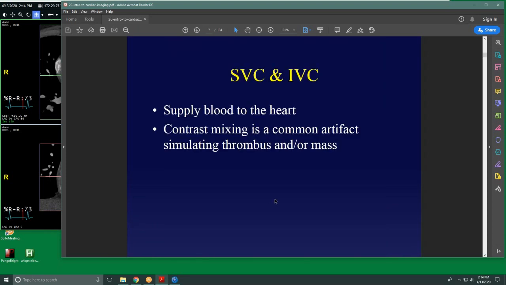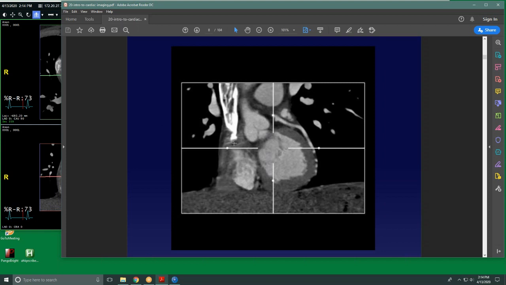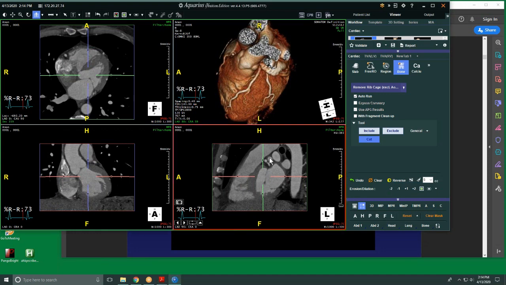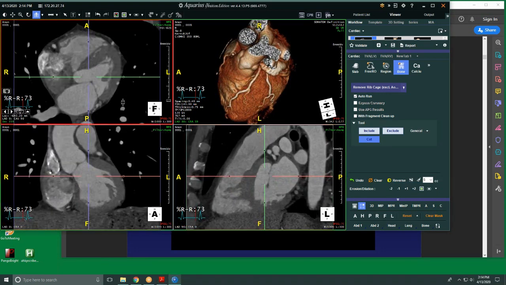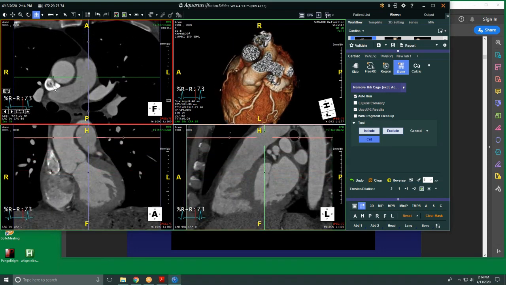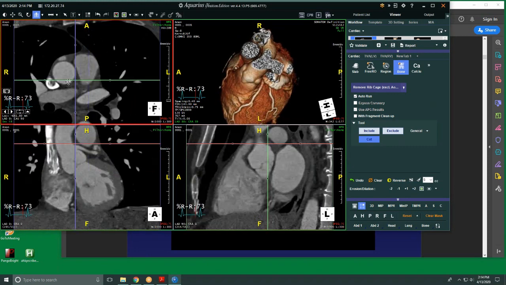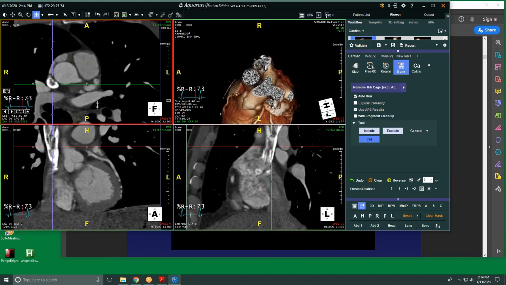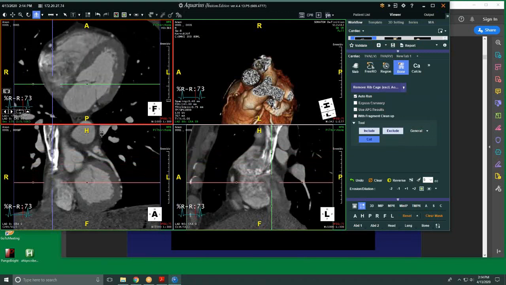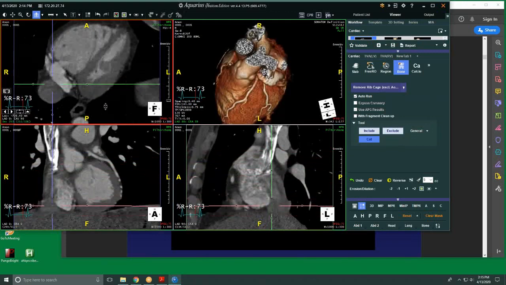We're going to start with the superior and inferior vena cava, which supply most of the blood to the heart. And you can have contrast mixing. So here's the superior vena cava, inferior vena cava, and there's the right atrium. So going through this on the multiplanar formatted images, see right here, there's your superior vena cava. I'm going to put my cursor on it so you guys see where it is. Going down, there's your right atrium, there's mixing artifact, and there's your inferior vena cava right there.